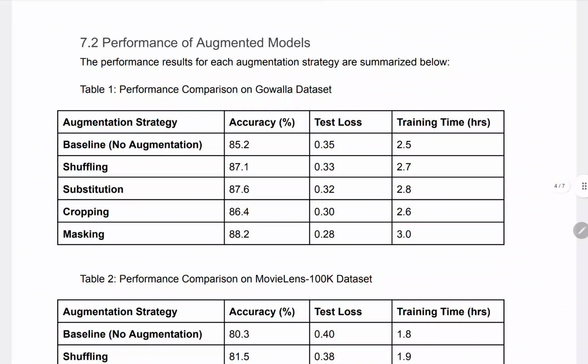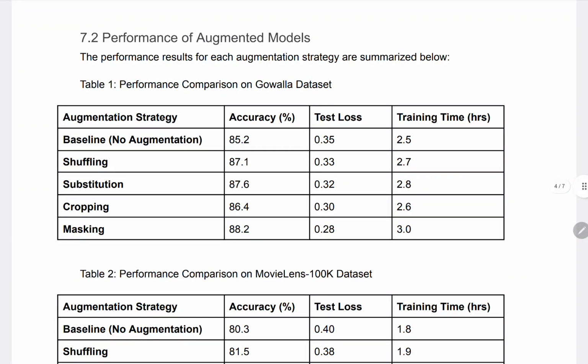Applying augmentation strategies led to significant improvements. Each strategy targeted different challenges in the data, and their impact varied slightly across datasets. Let's analyze them in detail. Firstly, masking. This strategy consistently yielded the highest gains.